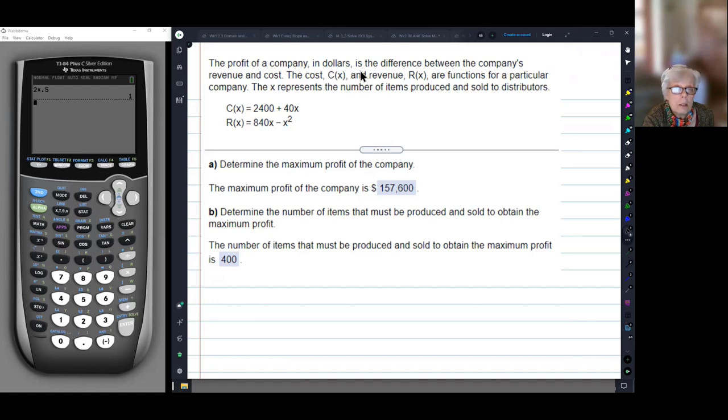The profit of a company in dollars is the difference between the company's revenue and cost. The cost, C of X, and the revenue, R of X, are functions for a particular company. The X represents the number of items that need to be produced and sold to distributors. So they're going to build something and then sell them to Walmart, and then Walmart will sell it to us. So their customer is a distributor like Walmart or Amazon or Target. Anyway, what are we being asked to do?